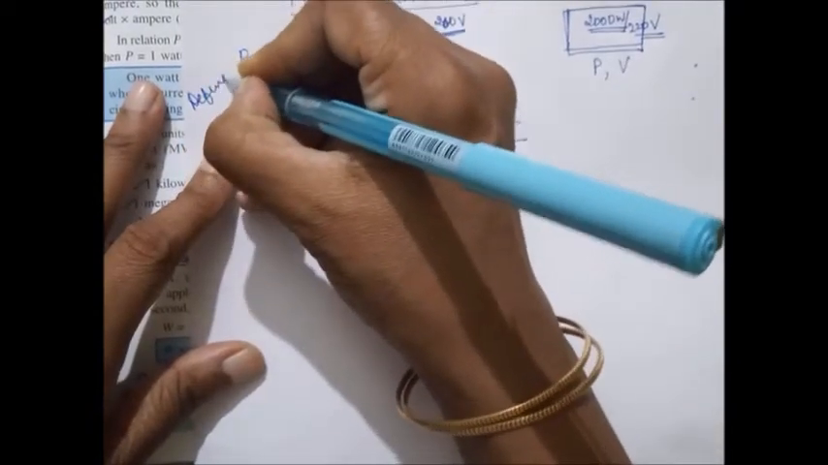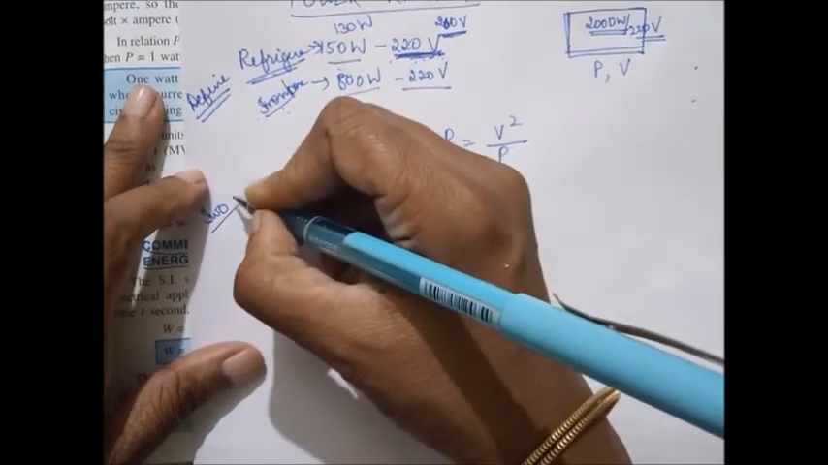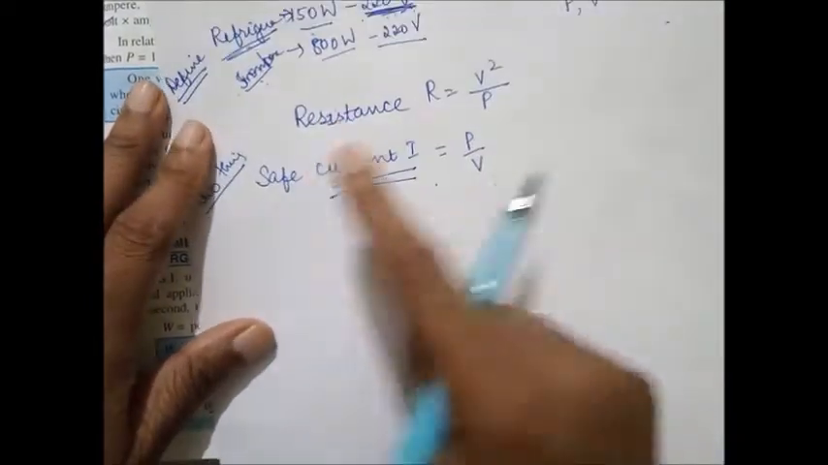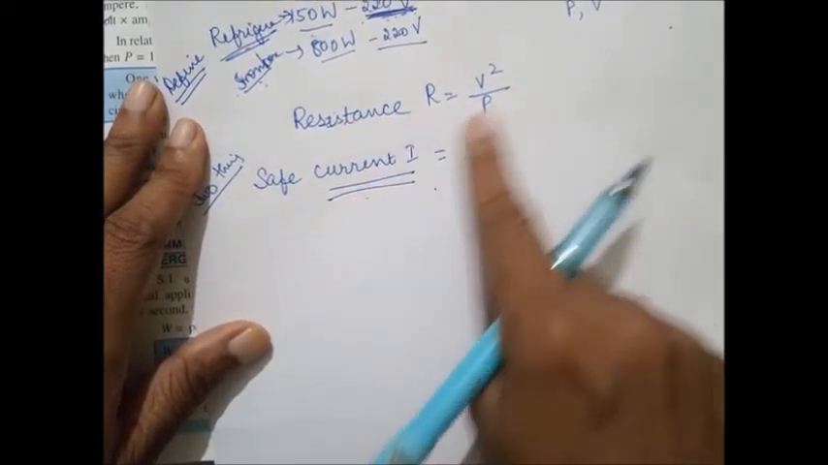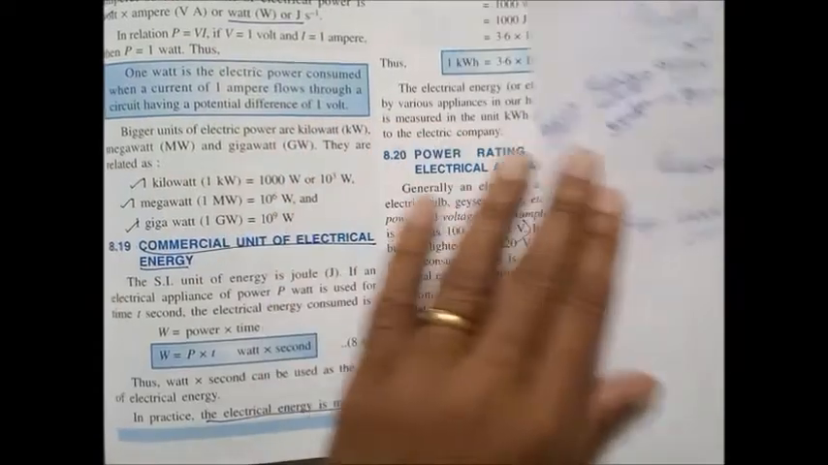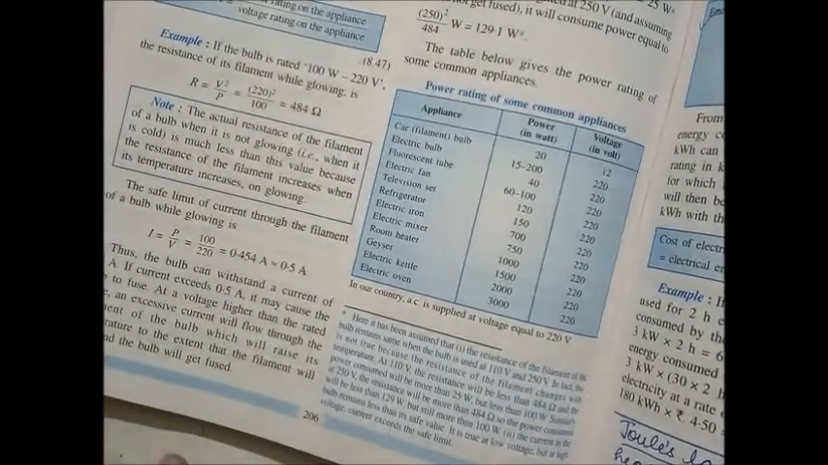Okay, children. So one is to define power rating. The other one: what are the two things that you can calculate from power rating? Resistance and safe current, and these are the formulas used. They have given some examples of how they calculated the resistance and all that.